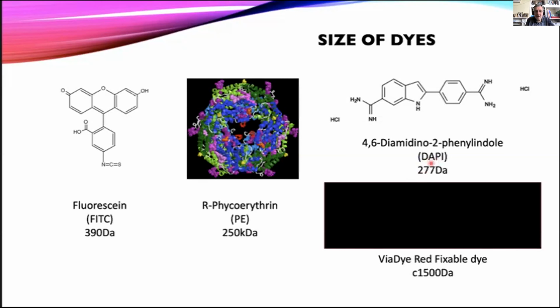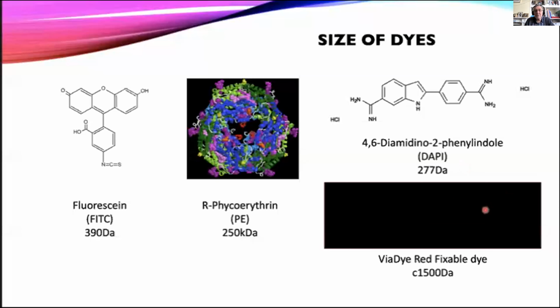Here's DAPI. We call it DAPI because its chemical name is a bit longer, so we reduced that to DAPI. And as you can see, it's a small molecule, very low molecular weight. And pretty much all the DNA binding dyes that we use in flow cytometry are very small, because they either have to intercalate into the helix or fit into the groove of the DNA in some way. So they tend to be pretty small.